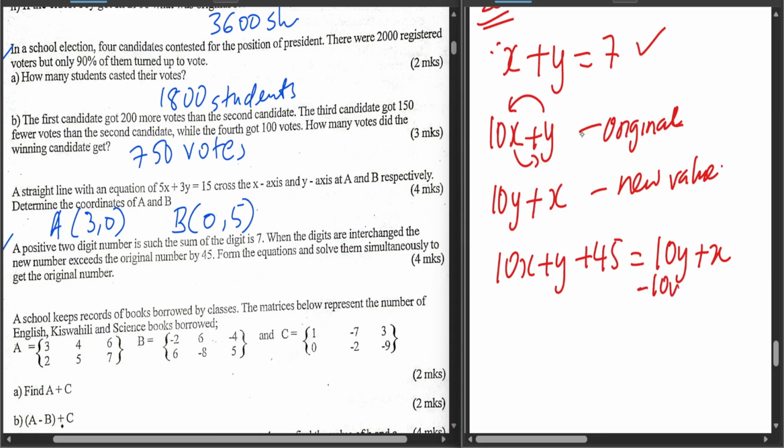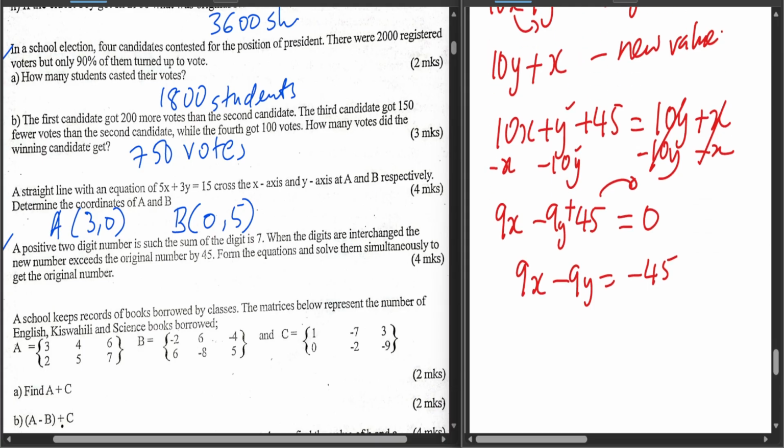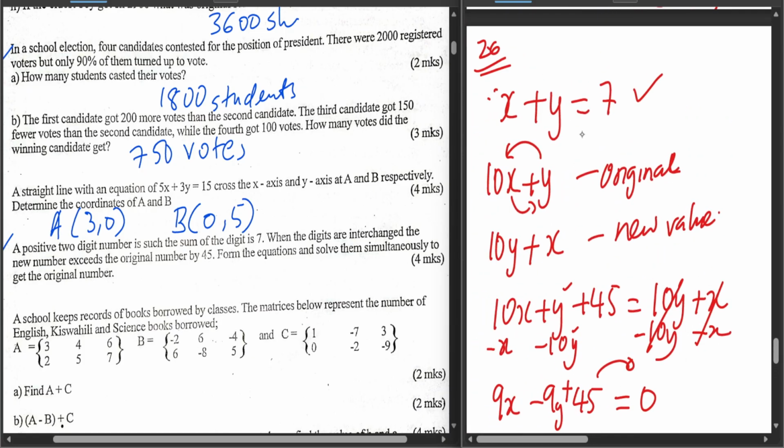Now, let's say minus 10y, minus 10y, minus x, and this gives you on the right side 0. This one will give you plus 45. 10x minus x will give you 9x. y minus 10y will give you minus 9y plus 45. Now you can move the 45 to the other side of the equation to give you 9x minus 9y equal to negative 45. You can simplify the equation by dividing by 9 to give you x minus y equal to negative 5. So that is the second one, and this is the first one.